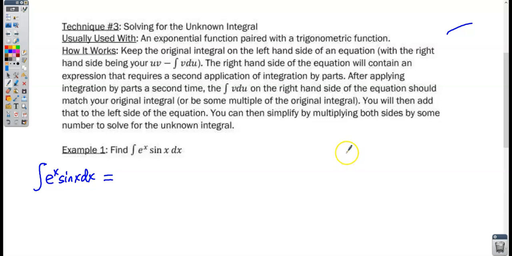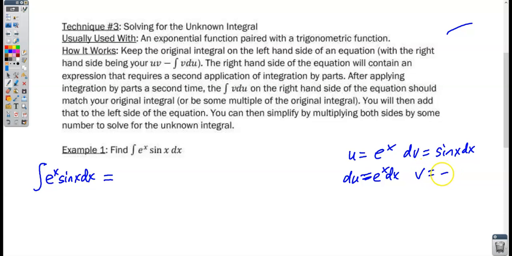So here we'll use u equals e to the x, and dv equals sine of x dx. And so du is e to the x dx, and v is the opposite of the cosine of x. Alright, so on my right-hand side, now I have u times v, so that's minus e to the x cosine of x, minus the integral of v du, and since I've got a negative sign in here, I'm going to change that to a plus. And there is our first step.